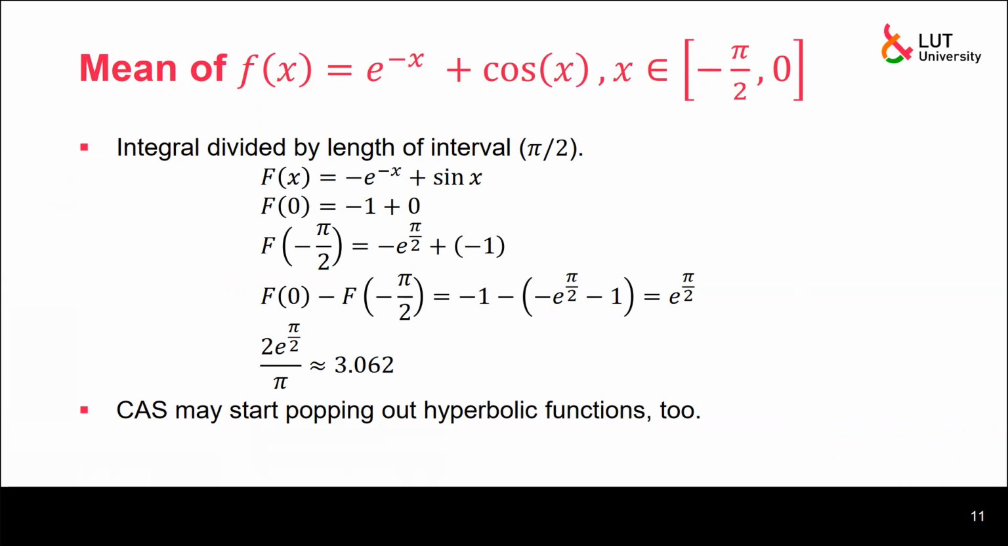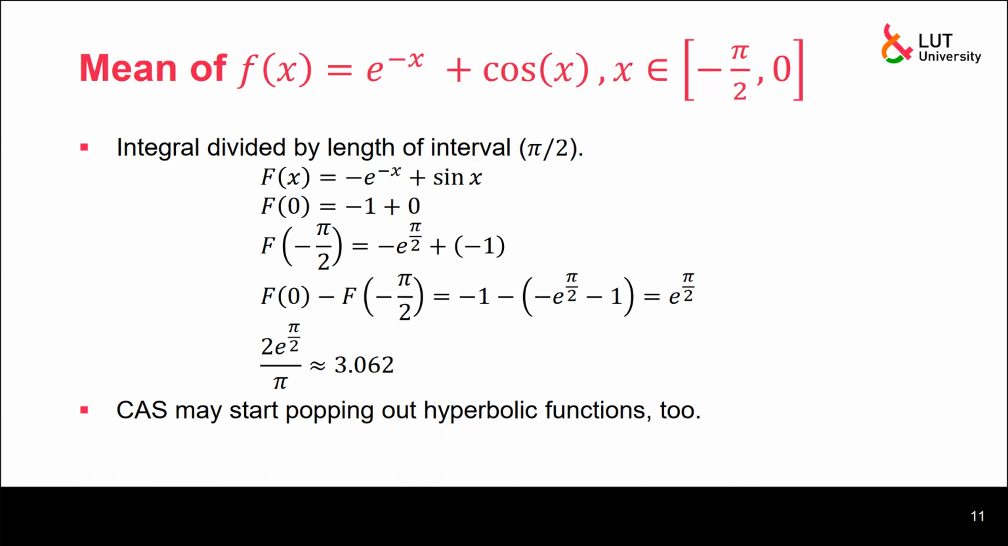And then we get minus pi over 2, e to the power of minus pi over 2 is just minus e to the power of pi over 2, plus sine of minus pi over 2 is minus 1. So we just get minus e to the power of pi over 2, sorry. This is really easy to get confused here. Minus 1. And this is what we subtract from minus 1. So minus 1 minus minuses. So we just get e to the power of pi over 2.